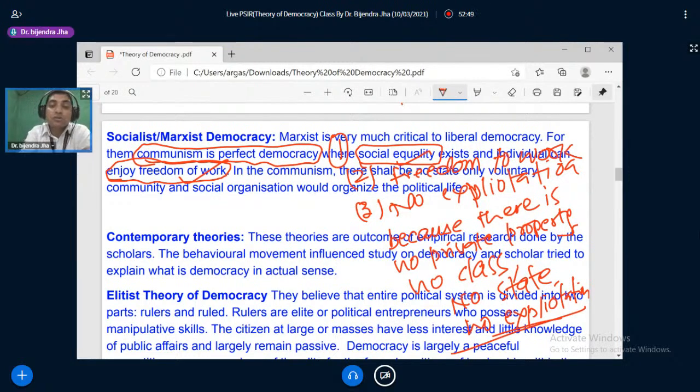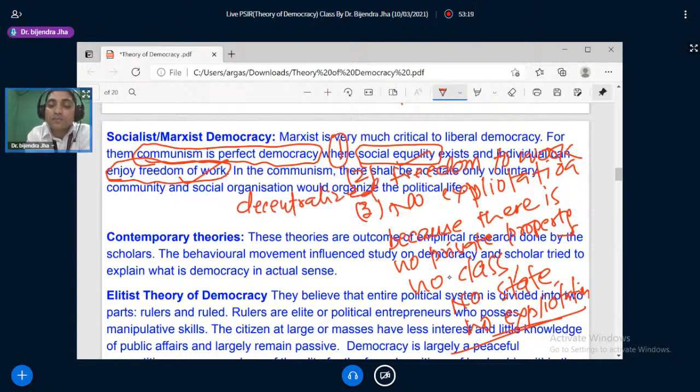Okay. What would be the Marxist democracy? Marxist democracy will be a stateless society in which voluntary groups, cooperative groups, community, society, they will organize the political life, and it would not be centralized. Basically, it would be decentralized.